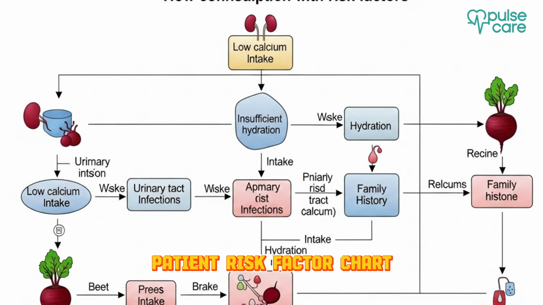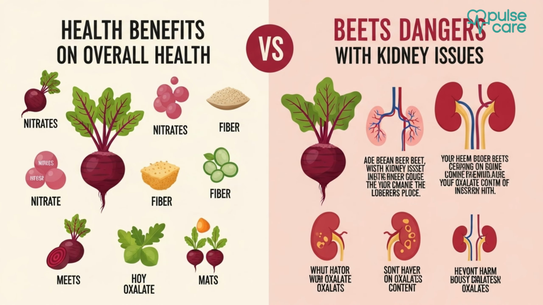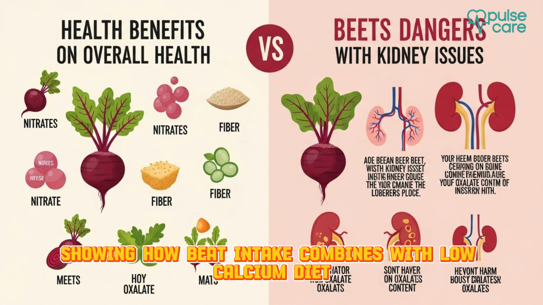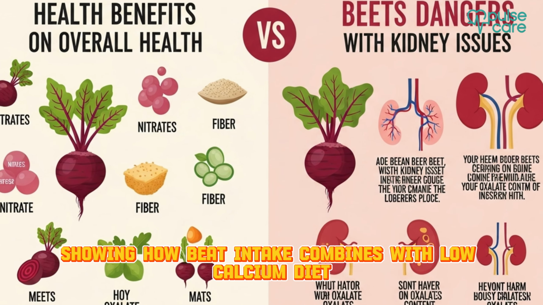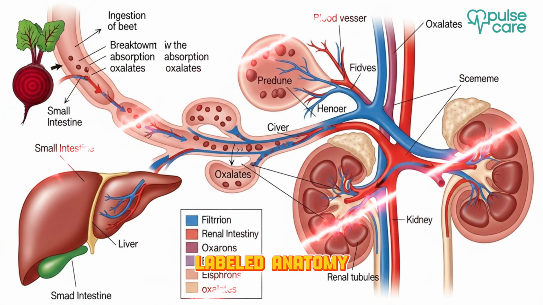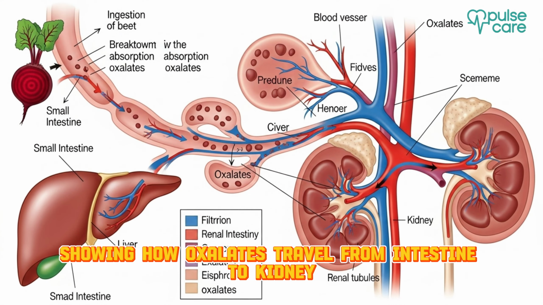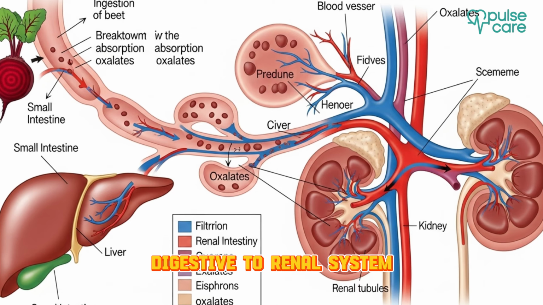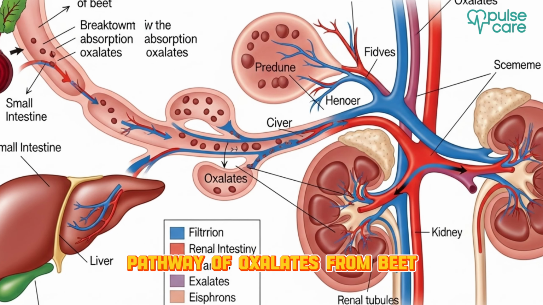Patient risk factor chart: beet consumption plus other stone risk elements. Flow chart showing how beet intake combines with low calcium diet, dehydration, etc. Labeled anatomy showing how oxalates travel from intestine to kidney, digestive to renal system. Pathway of oxalates from beet ingestion.